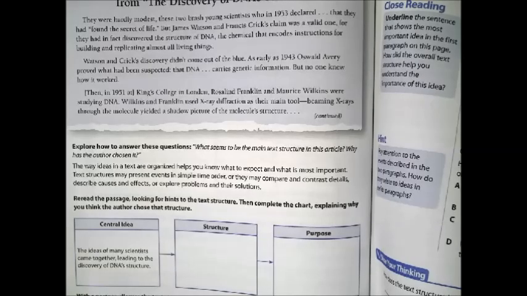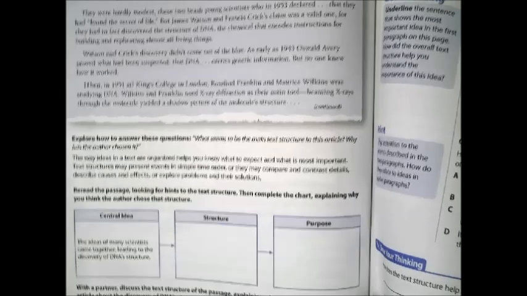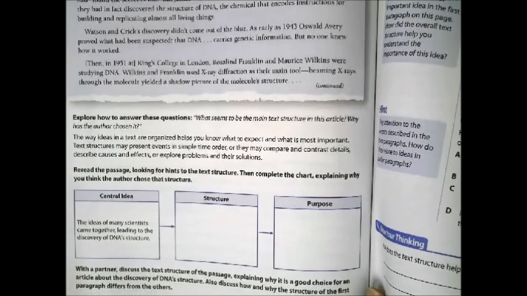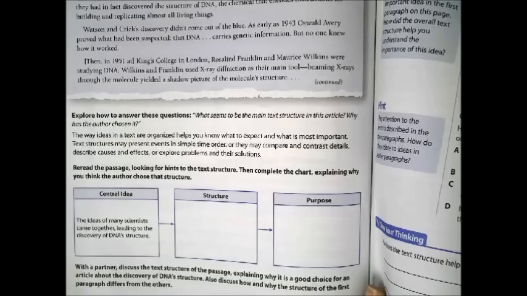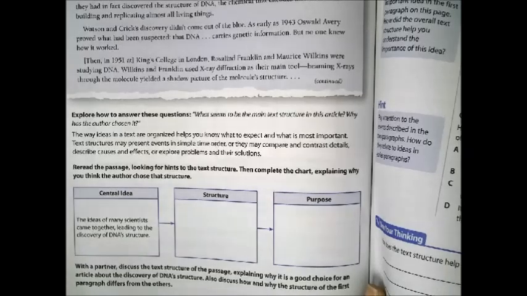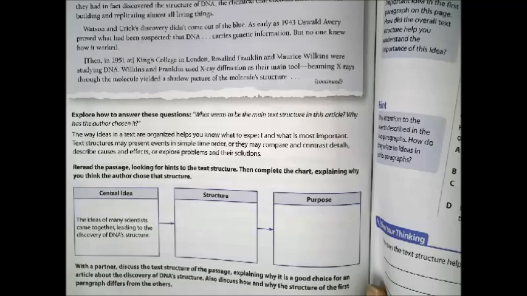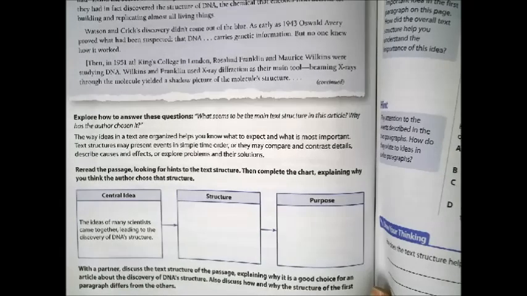So let's look down at the bottom. The central idea is that the ideas of many scientists came together, leading to the discovery of DNA structure. The structure, as we said, would be chronological. The purpose would then be to tell what events led to the discovery of DNA structure. So now let's look at the next page.